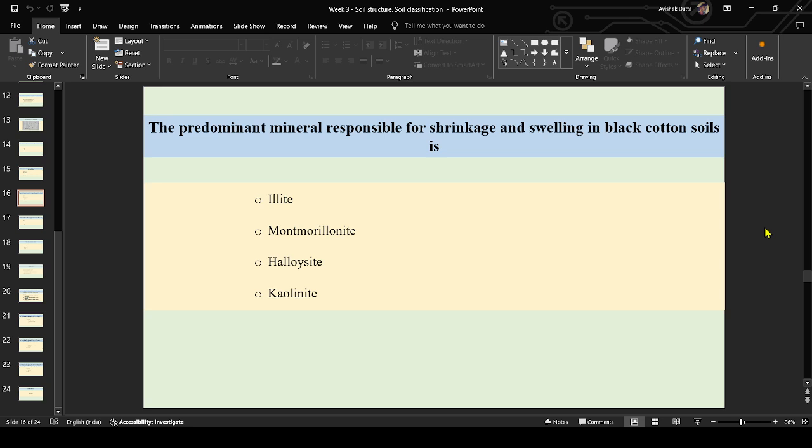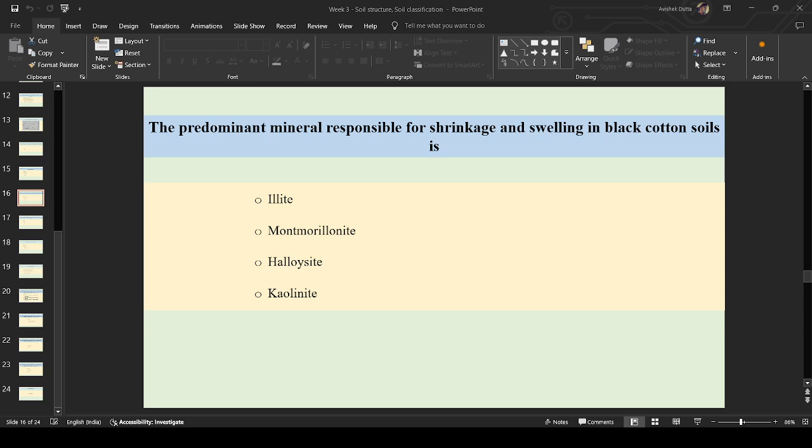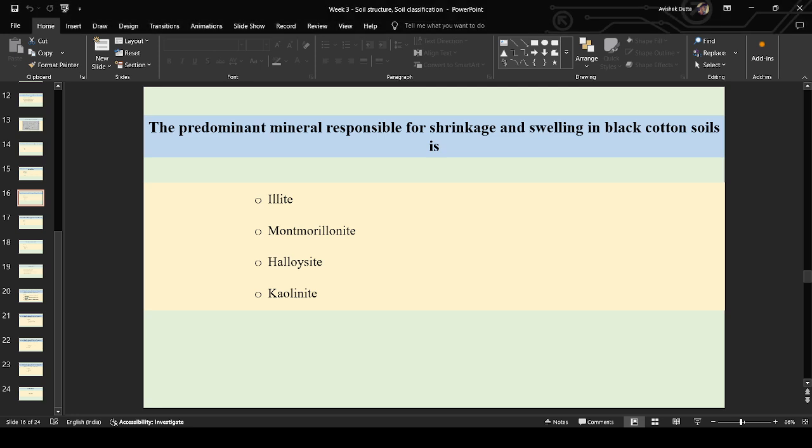Yes. The predominant mineral responsible for shrinkage and swelling in black cotton soils is. I repeat, the predominant mineral responsible for shrinkage and swelling in black cotton soils is. The options are illite, montmorillonite, halloysite, or kaolinite.